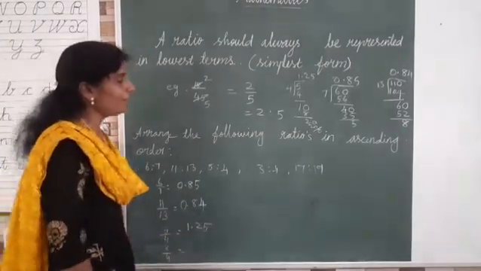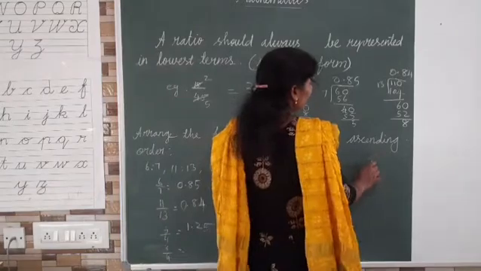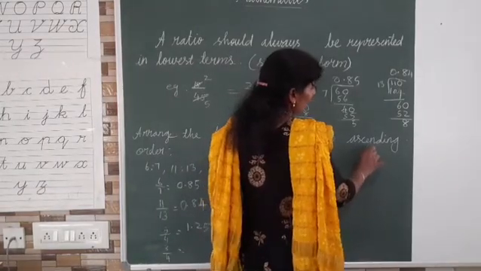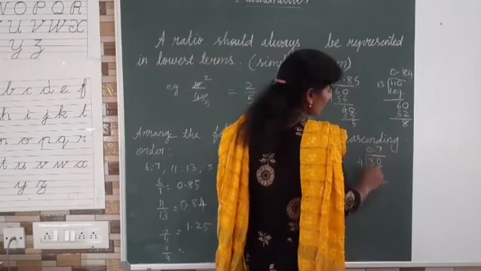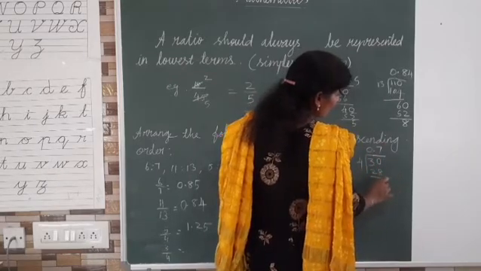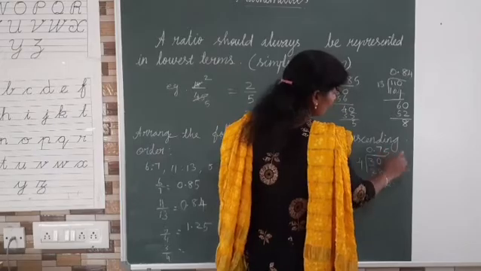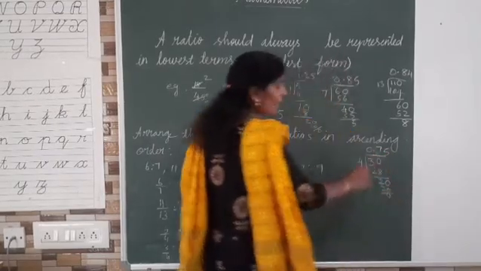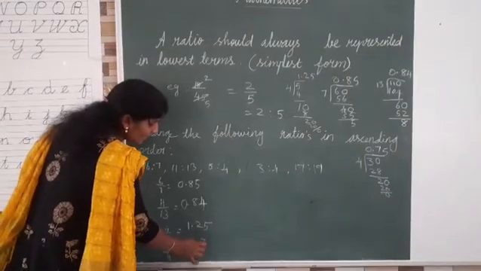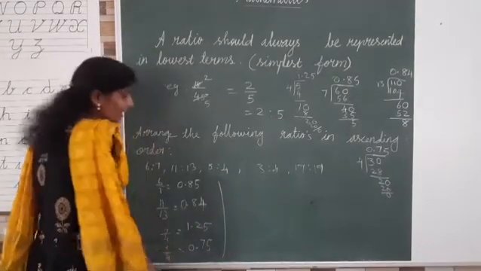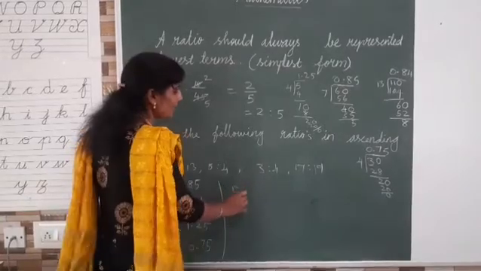Then 3 by 4. Okay. 3 divided by 4. 0 point. Now we can add here 0. 7 4s are 28. 2 balance. 0. 5 4s are 20. 0.75. 3 by 4 is equal to 0.75. Now listen. 17 by 19.